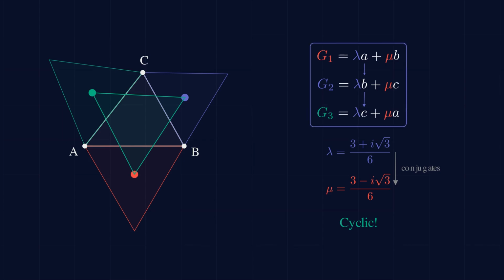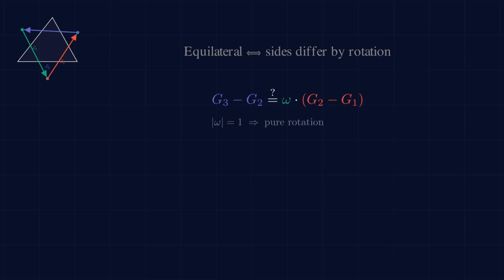Now the decisive question. If each side of the center triangle is just a rotation of the previous side, same length, just turned, then the triangle must be equilateral. That's literally the definition. Your first instinct might be to compute all three side lengths separately, but there's a much more elegant approach. Check if one side vector is a fixed rotation of the next. We want some rotation factor omega such that the next side equals omega times the previous side.